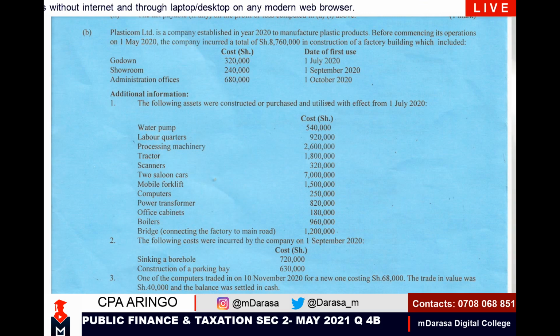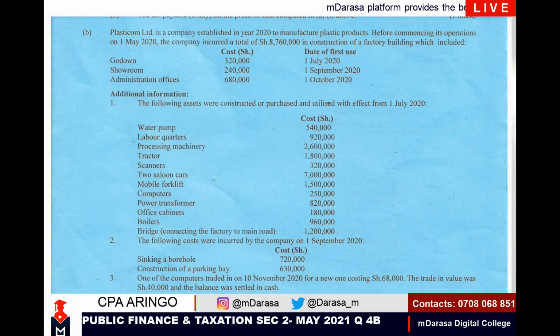Additional information, number one: we are told the following assets were constructed or purchased and utilized with effect from 1st July 2020. And always remember, when you are dealing with capital allowances, more so for IBD, kindly always have the date at the back of your mind. Water pump, this is an ID item, 50% year one, subsequent years 25% reducing balance. Labor quarters, this is an IBD item. Processing machinery, this is an ID item.